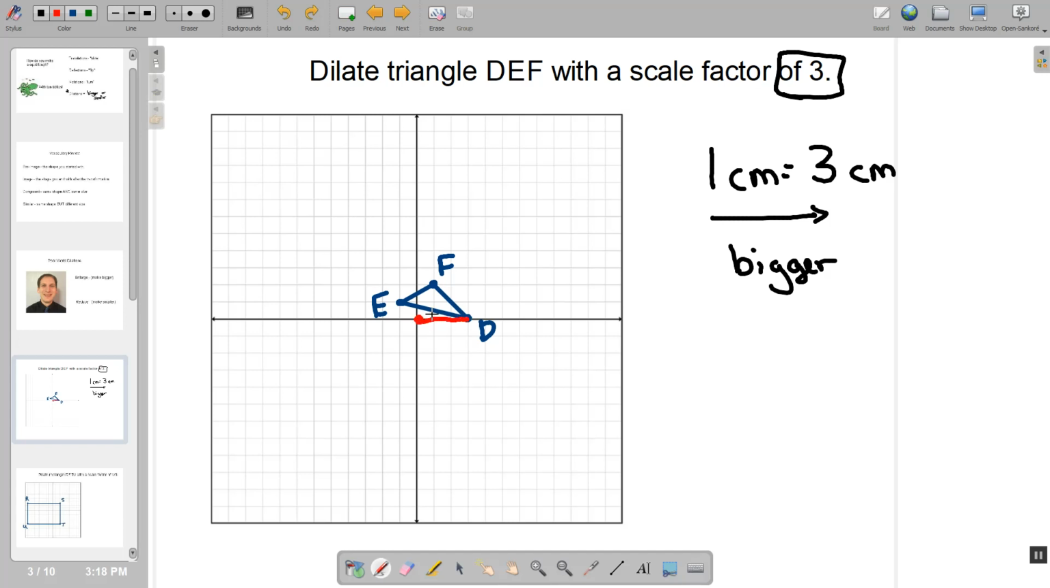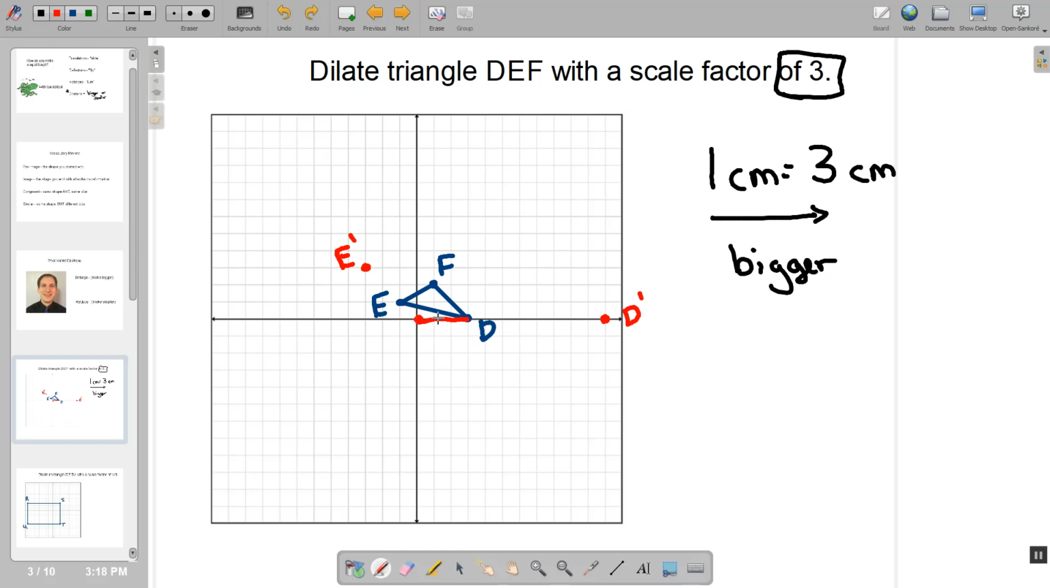So D is 1, 2, 3 units away from the origin. In order to make a scale factor of 3 means that it needs to be 3 times bigger, which D prime must be 9 units away from the origin in order to match. E over here is back 1 and up 1. So 3 times bigger would be back 3 and up 3 for E prime.